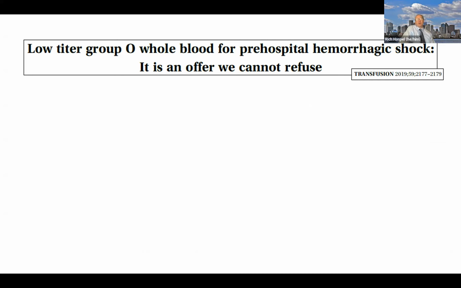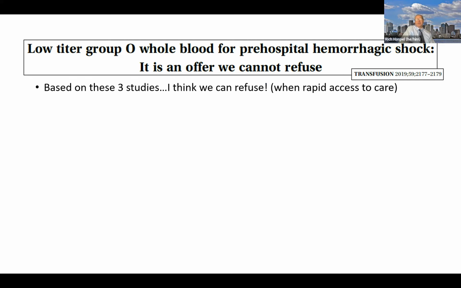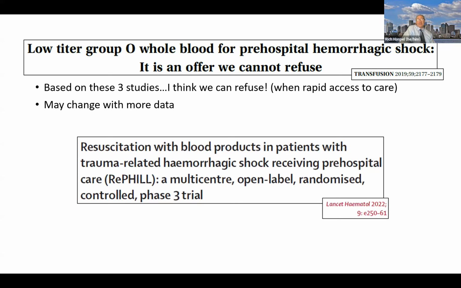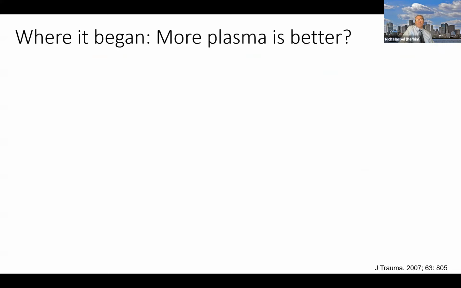So this is just an editorial that came out about low titer group O whole blood for pre-hospital shock. So, "North we cannot refuse." I honestly believe it is something we can refuse, at least at this point. And again, I might change my opinion with more data, but I don't think we're there. And if people haven't seen, there's the REFILL study, and you guys can take a look at that and see what it adds to this, because I think it's a very important study and helps put these studies in even greater perspective.